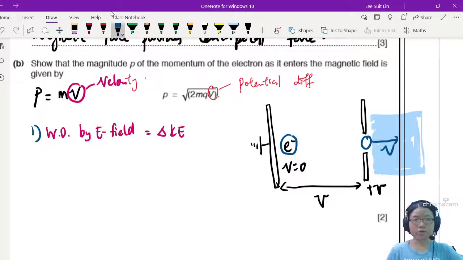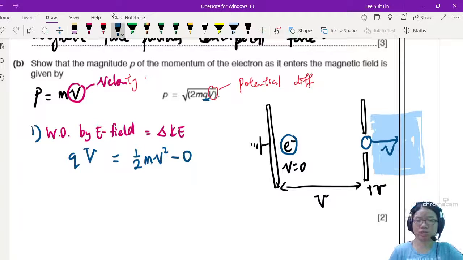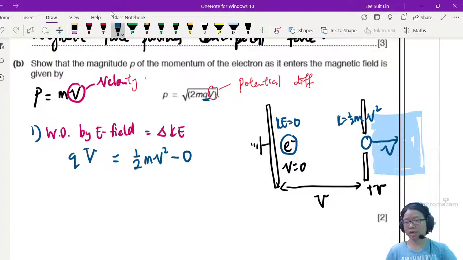To that, I can write the well-beloved equation QV. In this case, they use Q, so you follow. Q is the charge. You can obviously use 1e as well because this is an electron, but follow the question. So this kinetic energy will be half mv squared minus 0 because it starts from rest. So this KE here is 0, and this KE here is half mv squared. So I will rearrange this and get a value of v.